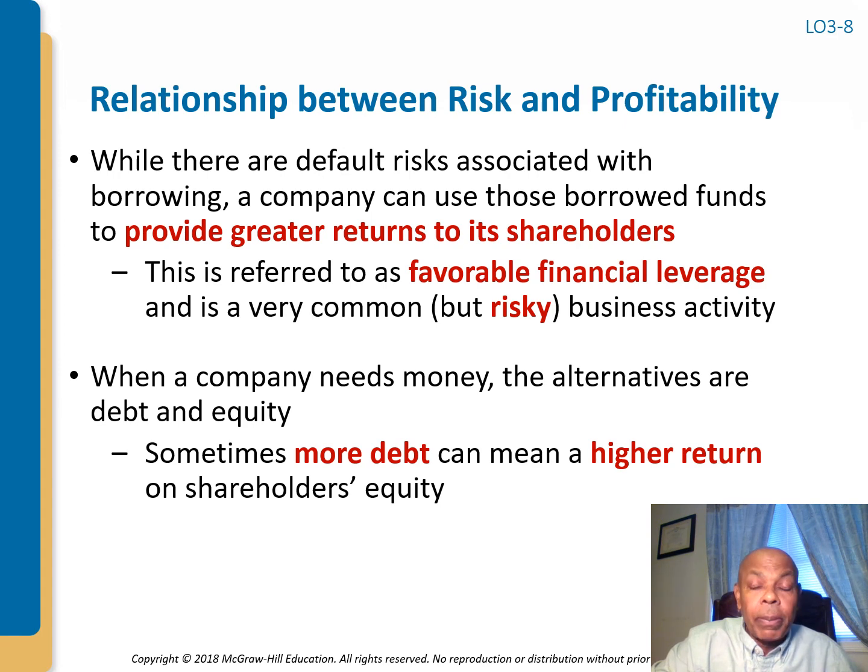Relationship between risk and profitability is always what? If you're high risk, you have to have high profitability, right? Let's take a look. While there is default risk associated with borrowing, the company can use those borrowed funds to provide greater return to the shareholders. This is referred to as favorable financial leverage. It is very common, but it is risky. You're borrowing money and investing to generate higher profits for shareholders.